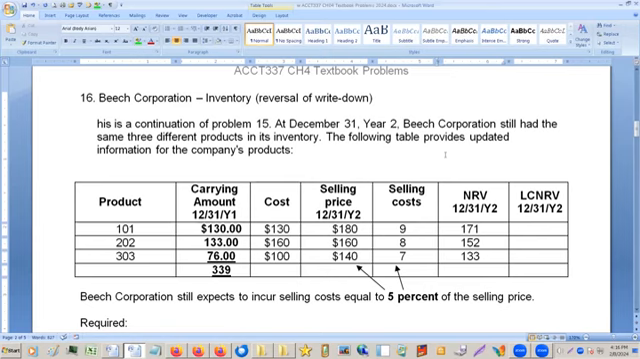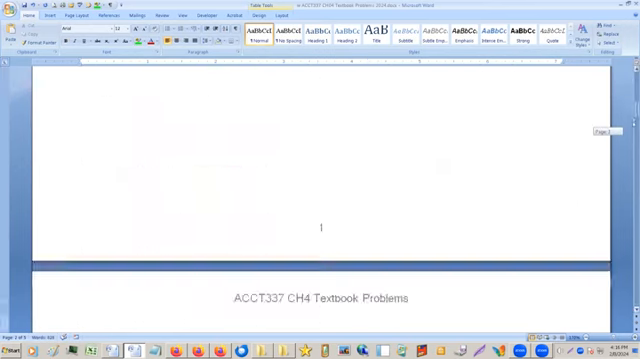So our carry amount is 339. The cost was 390. So the question is, well, which one can we use? Which one is going to be the lower of cost or market? Let's see how I color coded the first ones.